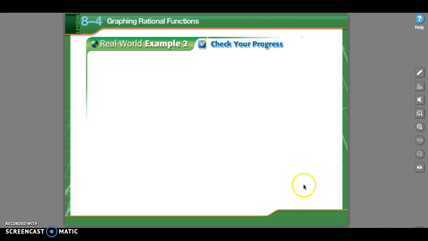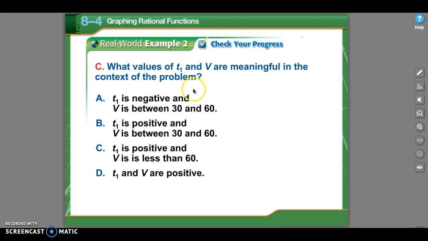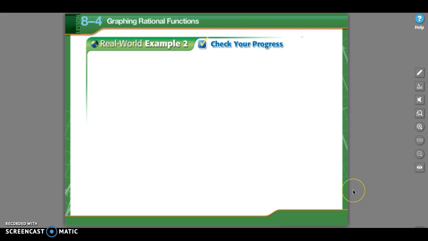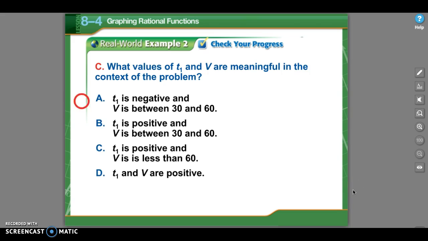And let's see if we have a part C. What values of t1 and v are meaningful in the context of the problem? Think about what values can t be, what values can v be. I'm going to advance to the next screen. Make sure you have your answer. Our answer for part C, B. T1 has to be positive, and V has to be between 30 and 60.